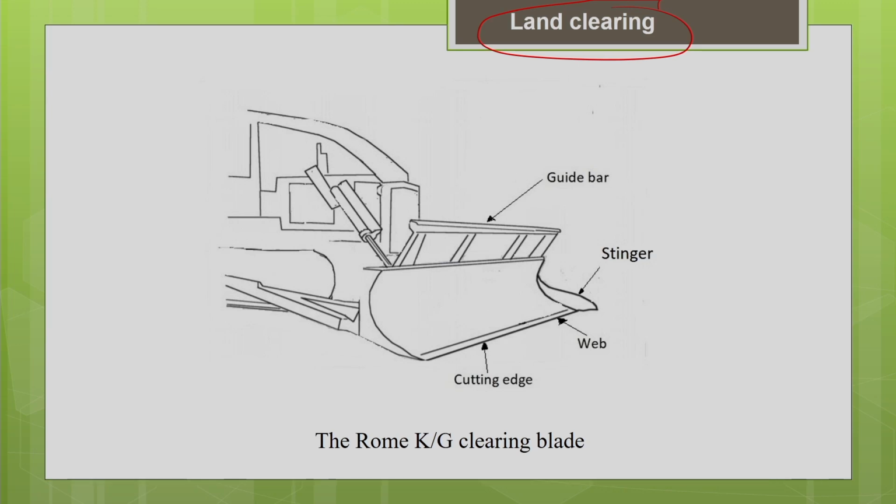These are special bulldozers. For this purpose we should not use an earth moving blade. There are special land clearing blades. One such land clearing blade is the Rome K-bar-G clearing blade. It is a very powerful blade manufactured by the Rome company. You can see it has a vertical knife called a stinger, and a horizontal knife called a web. It has both a vertical knife and a horizontal knife, so with this you can easily cut the trees.